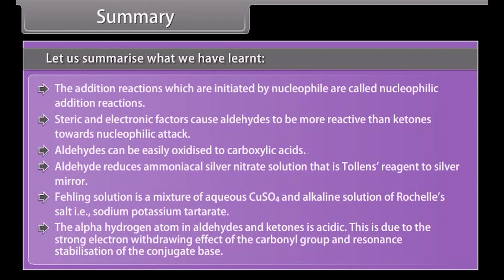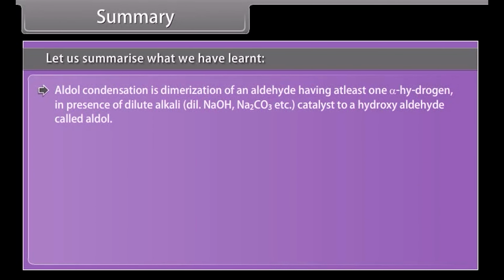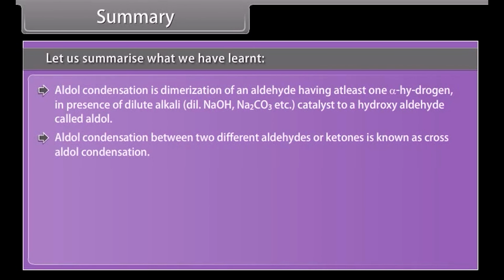The alpha hydrogen atom in aldehydes and ketones is acidic. This is due to the strong electron withdrawing effect of the carbonyl group and resonance stabilization of the conjugate base. Aldol condensation is dimerization of an aldehyde having at least one alpha hydrogen in the presence of dilute alkali such as dilute sodium hydroxide, sodium carbonate, etc., as catalyst, to a hydroxyaldehyde called aldol. Aldol condensation between two different aldehydes or ketones is known as cross-aldol condensation.